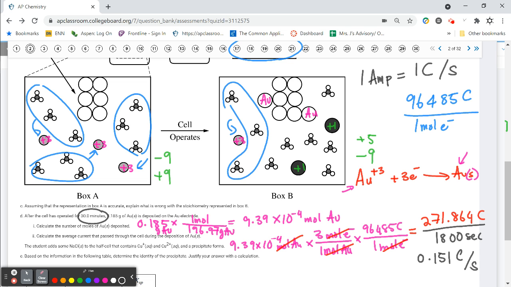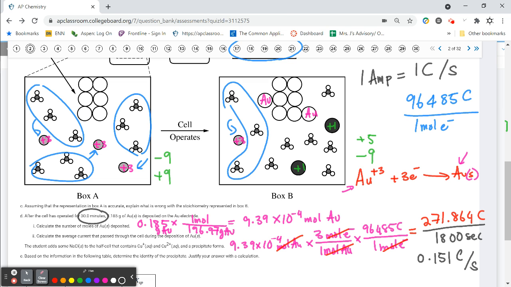There we go. Let's check our calculations just to be sure. 9.39 times 10 to the negative 4 times 3, then times 96,485, and that is divided by 1800 seconds. Yeah, we good. So 0.151 amps is what is flowing through this when the gold was deposited, okay, for 30 minutes.